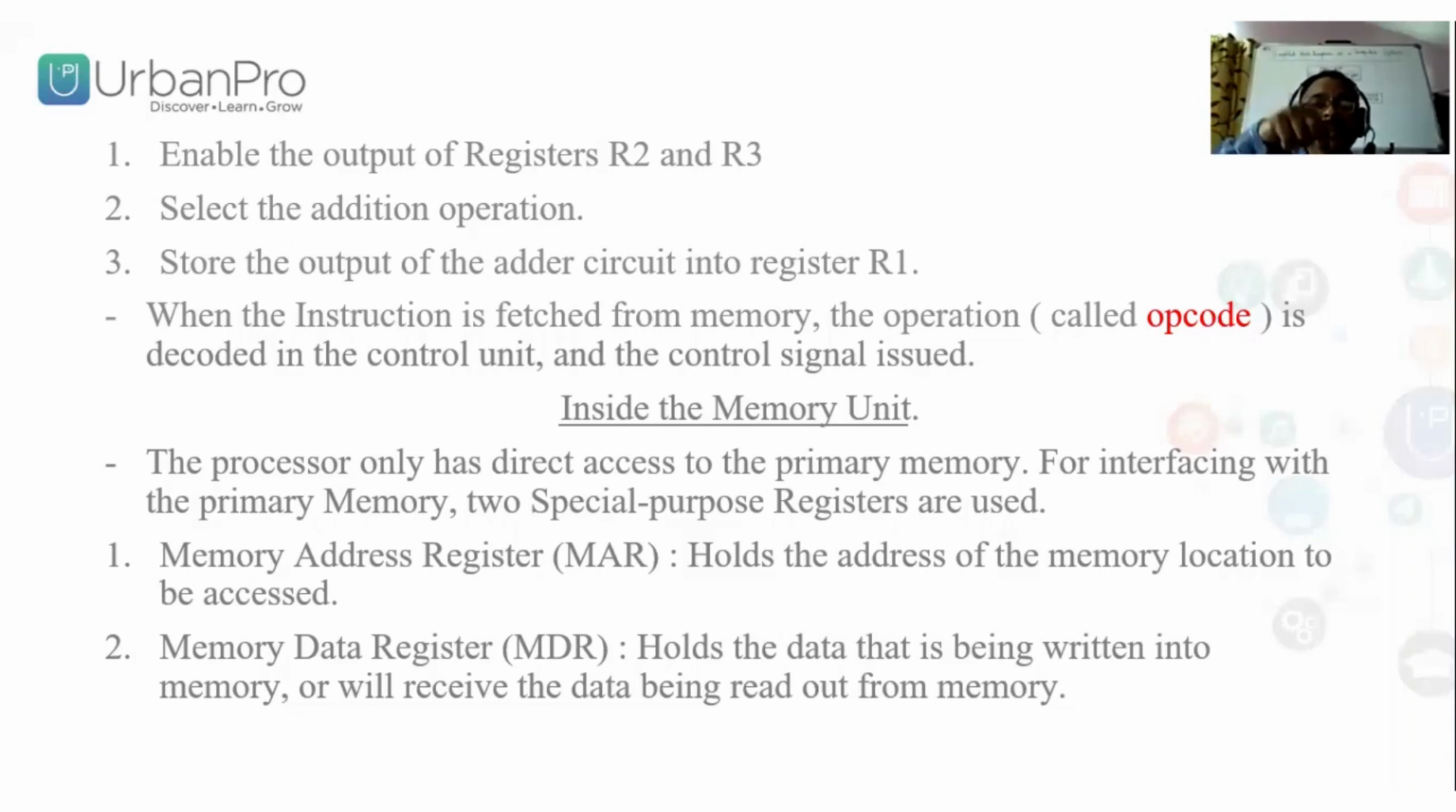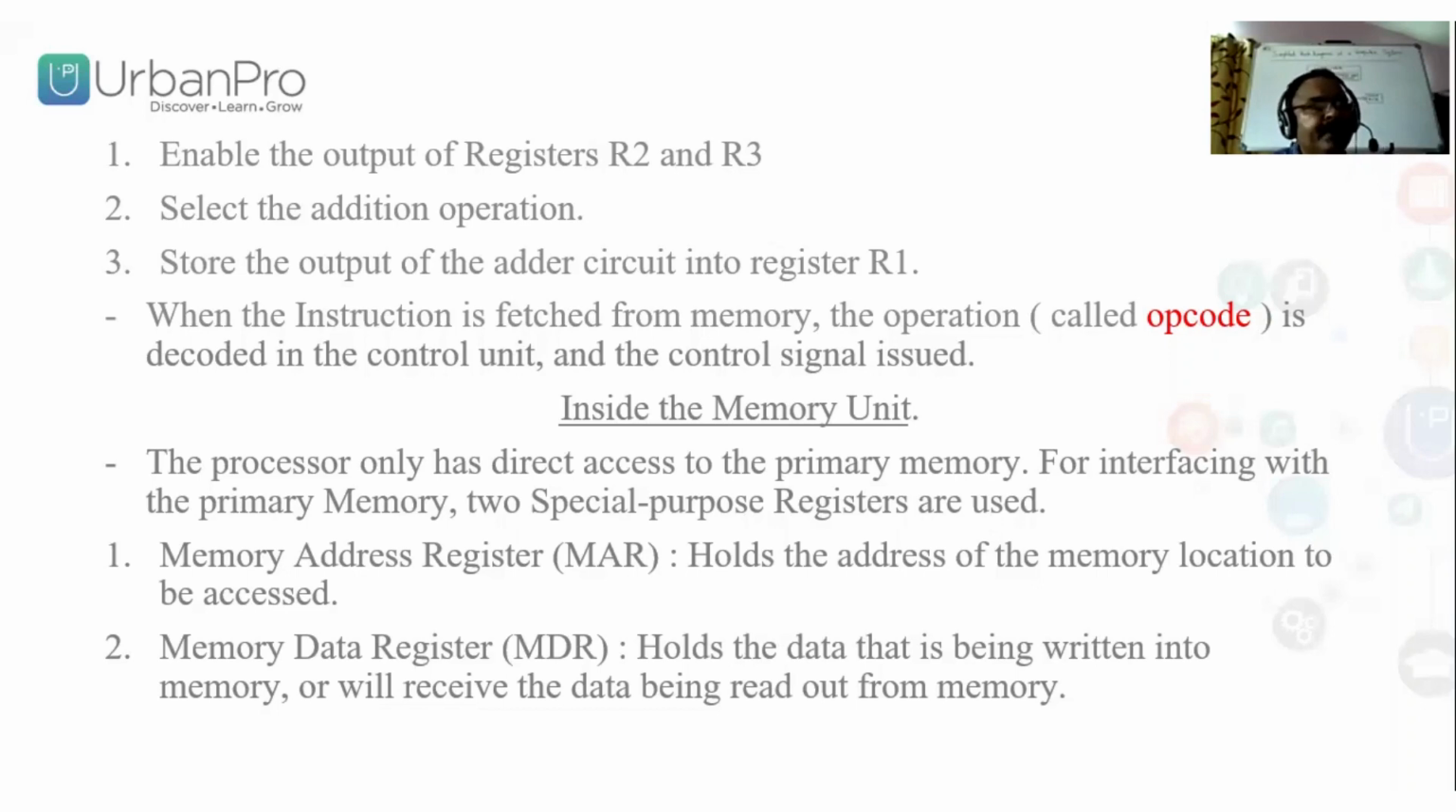What happens when R2 and R3 are enabled? They will be enabled and they will be on the bus. Bus I will discuss later. But anyway, they have reached the ALU. In the arithmetic logic unit, we have adder, subtractor, multiplier, divider, logic operations like AND, OR, NOT, shift, etc. So in the ALU, we have to select the adder only. Then only the addition will happen. So that's why it is written, select the addition operation.